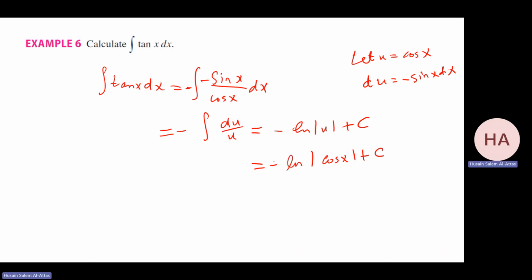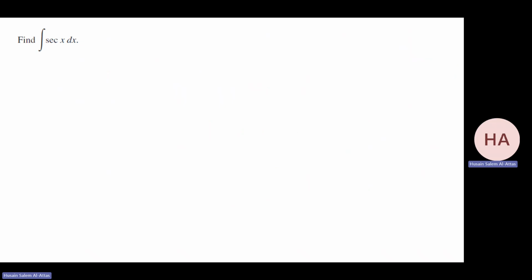Since you have this minus, I can take it as a power. That will be ln of cosine x to the power minus 1, which is secant x, plus c. So that will be the answer, the integral. You can write this form, or you can prove it always.